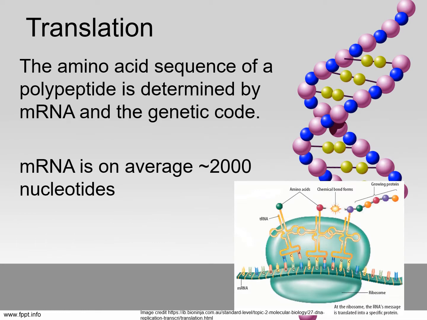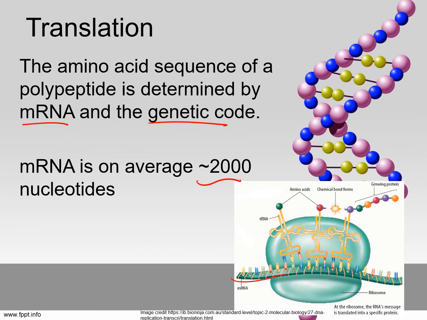The amino acid sequence of a polypeptide, which can become a protein, is determined by the messenger RNA. And of course, the sequence of that messenger RNA is determined by the genetic code that is saved in the DNA. Messenger RNA strands that get translated are on average about 2,000 nucleotides long. But of course, we have some that are much longer, some that are much shorter. It just depends on the size of the protein that it's making.